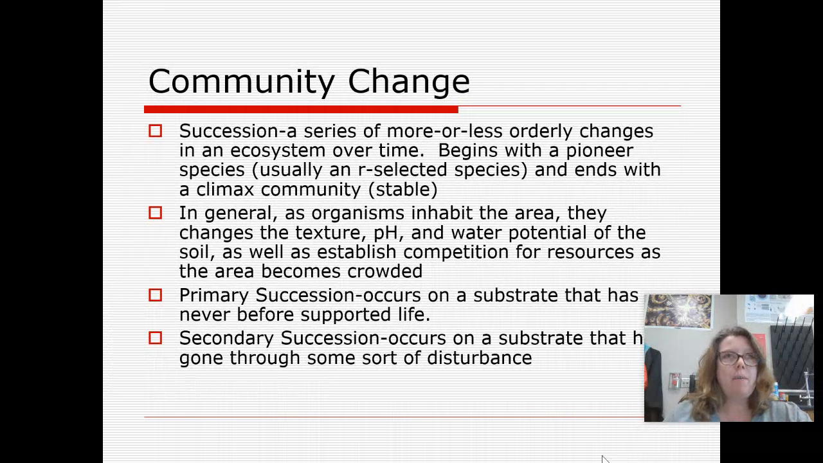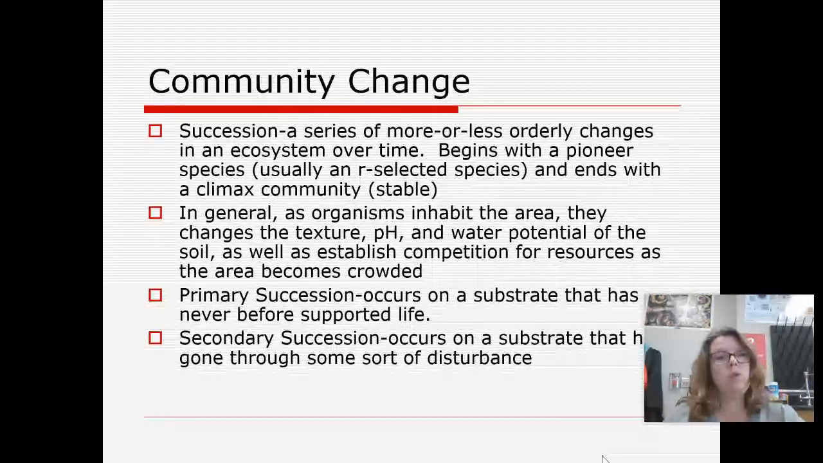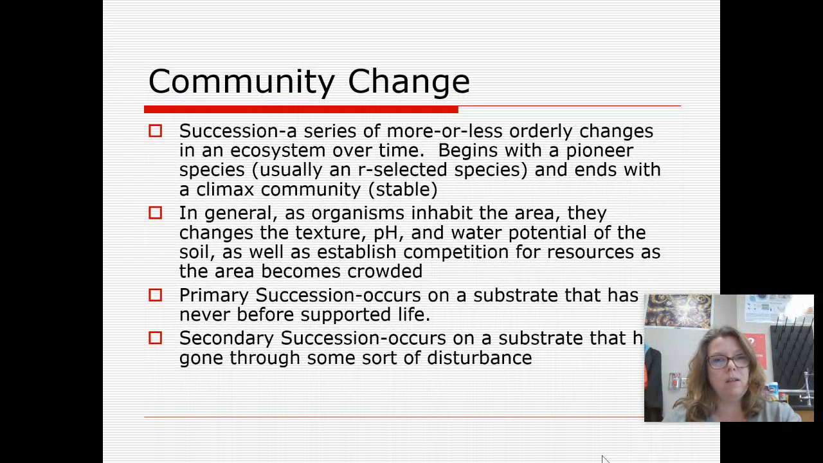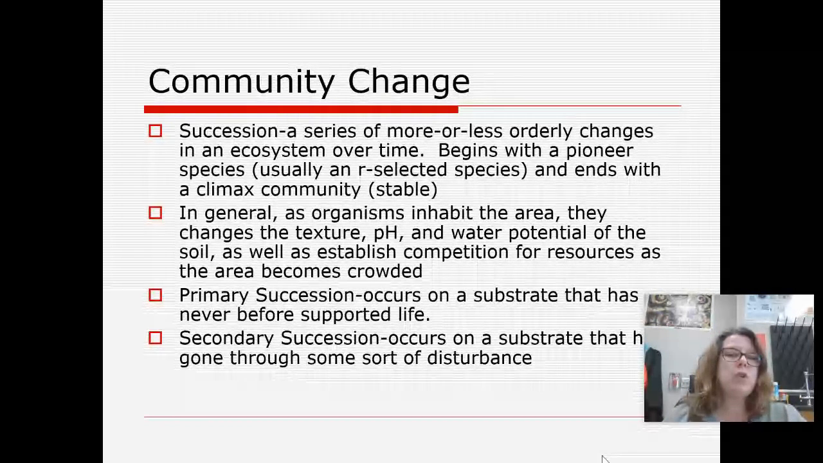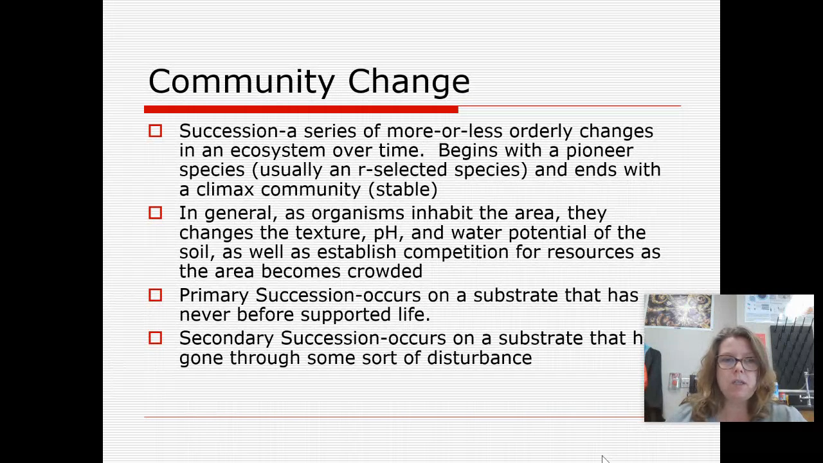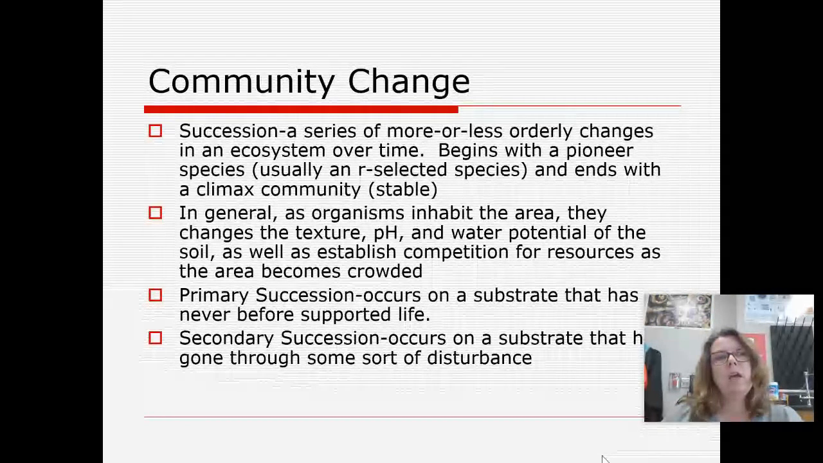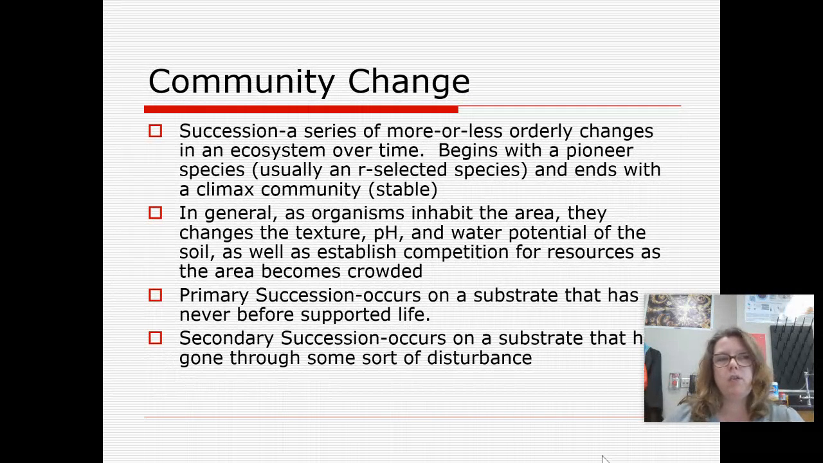In general, what happens is organisms come into an area and they make enhancements or at least changes to the area. And those changes that they initiate and eventually complete change the ecosystem to the point that it's no longer habitable for them, but it's actually more hospitable to the next thing in the successional line. Usually we're talking about plants with succession because they're the ones that do the biggest changes to the texture, pH, and water potential of soil, right?